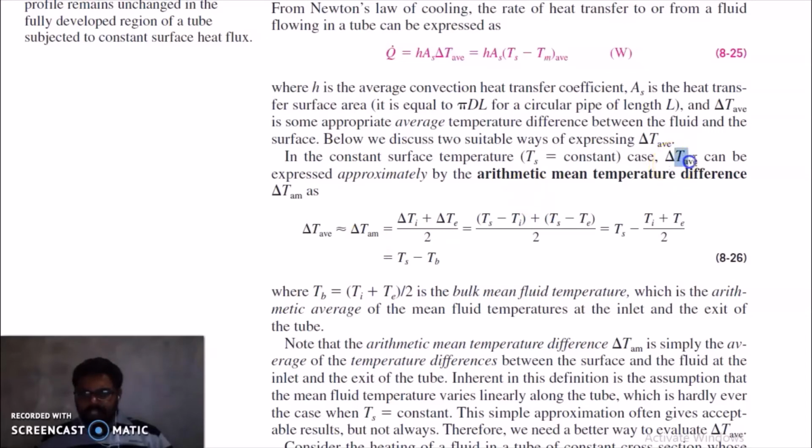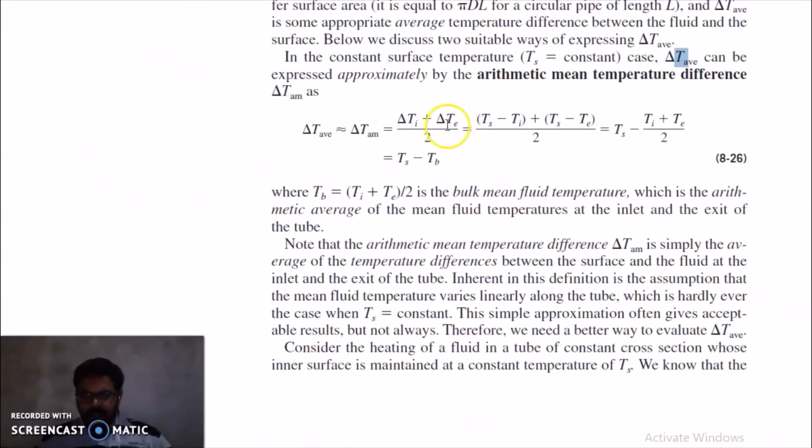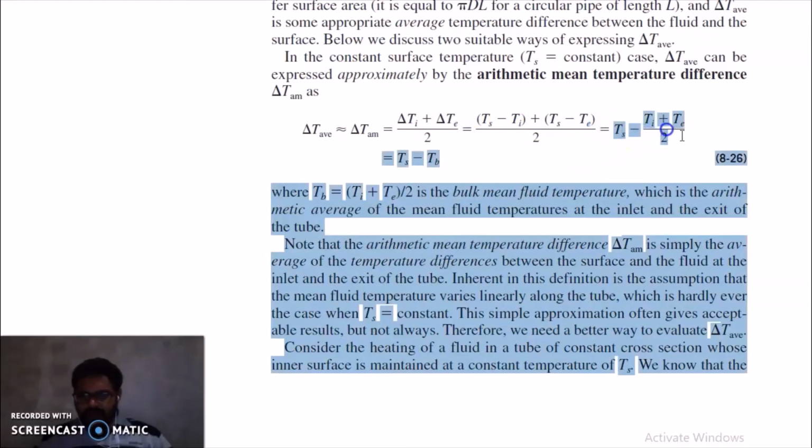So del T average can be expressed approximately by arithmetic mean temperature difference, which is del Tm. Now what is del Tm? It is (del Ti plus del Te) divided by 2, means the average of this difference plus this. So what is del Ti? We know this is Ts minus Ti, and del Te is equal to Ts minus Te. You will get this value here.